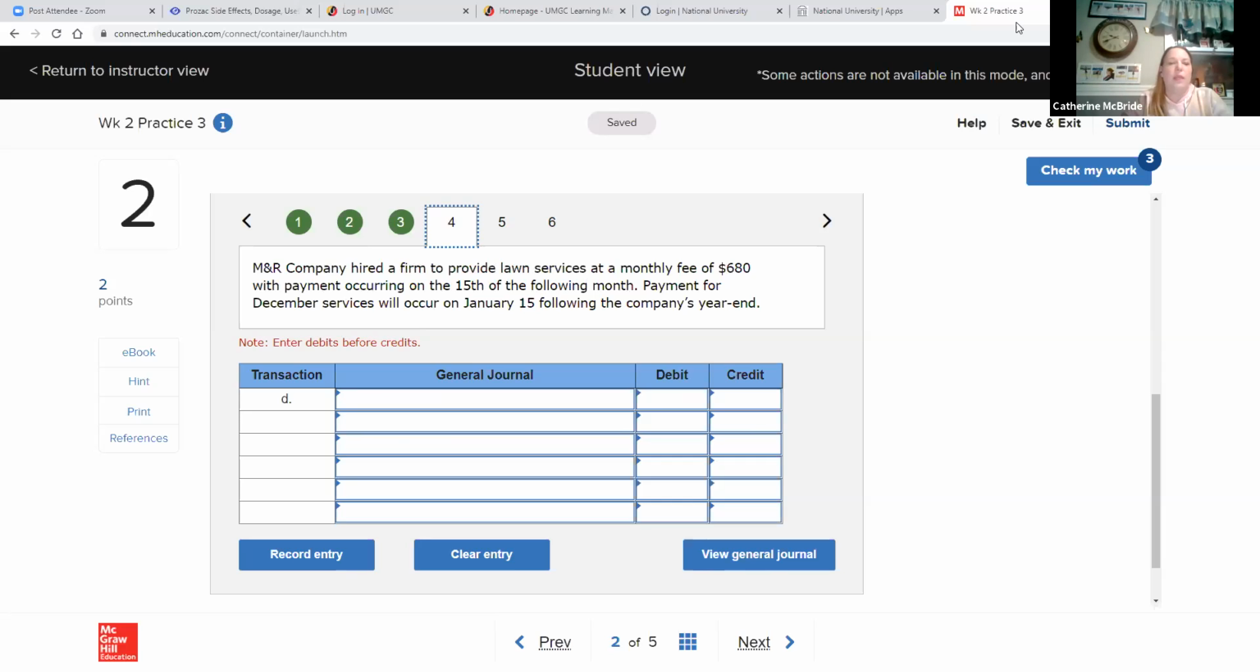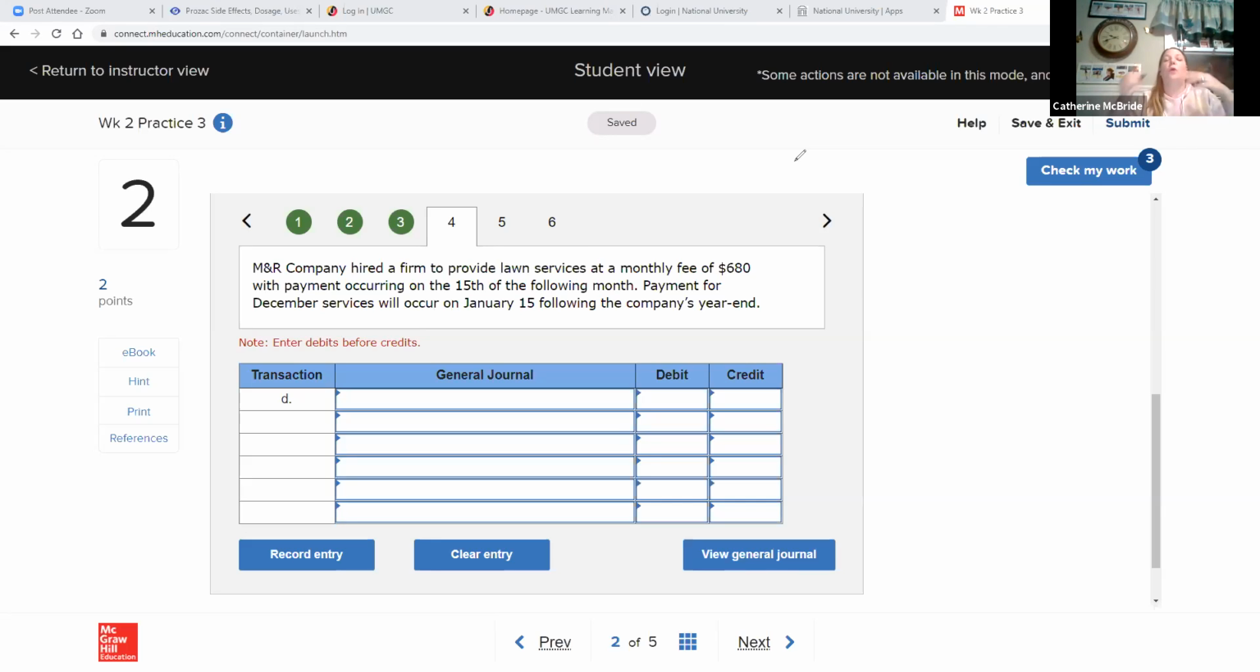All right, so now M&R Company hired a firm to provide lawn service at a monthly fee of $680. So we hired a company, they're going to come and do the lawn service every month, and we're going to pay $680 a month. They're going to come this month, but they're going to bill us and we'll pay them in January. So they came in December, they did the work, we're going to pay them in January. So we haven't recorded that expense yet.